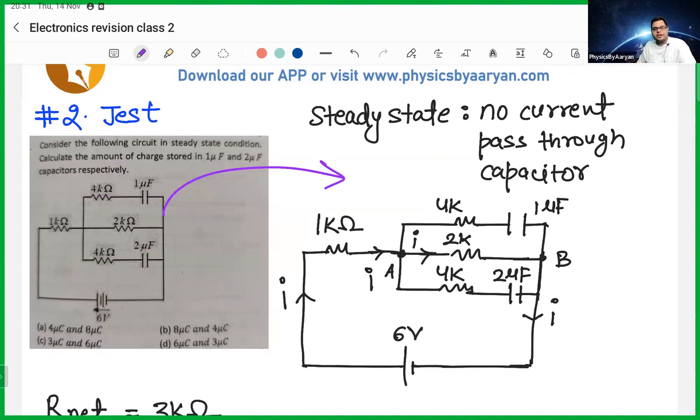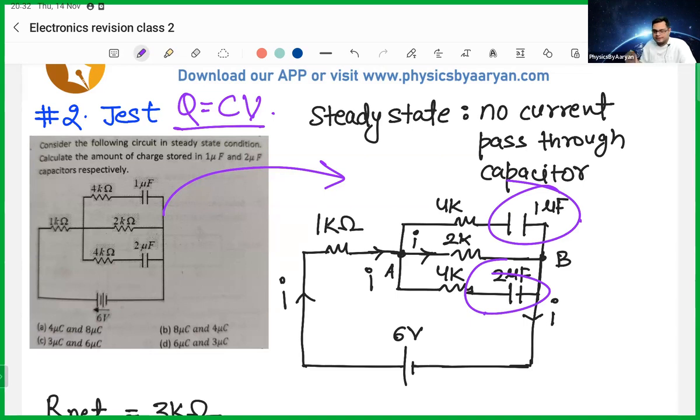One thing is very clear. If they ask you the charge on any capacitor in a circuit, listen to these steps very clearly. If they ask you to find the charge on any capacitor, you find the voltage on it. What is the voltage on this? Because if you know the voltage, then charge is very easy. Q equals CV. So if you know the voltage on the 1 microfarad, you know the charge also. So the first thing is clear: I want to know the voltage on this.